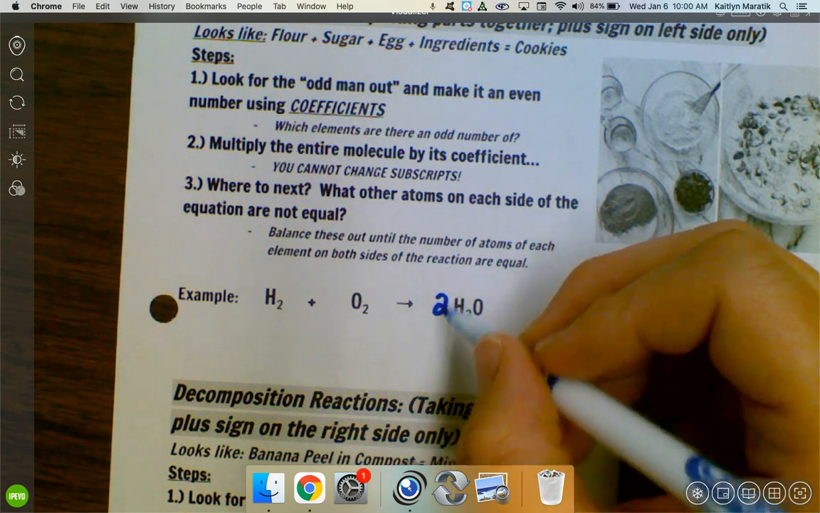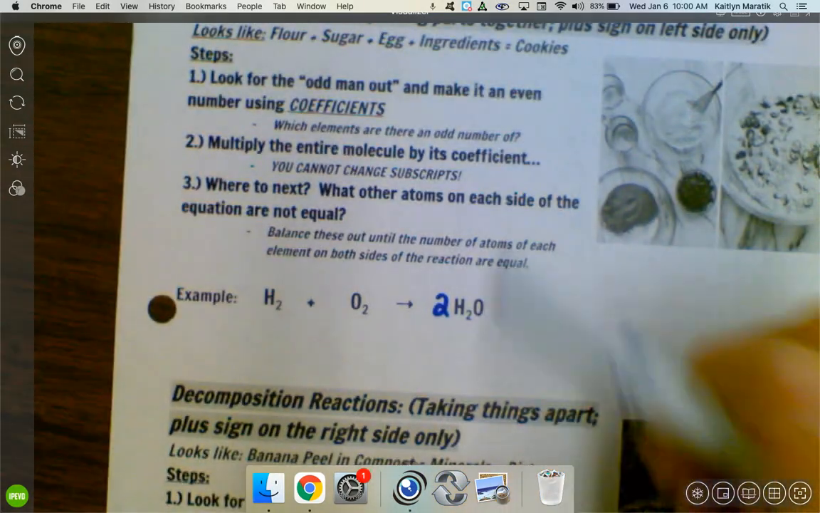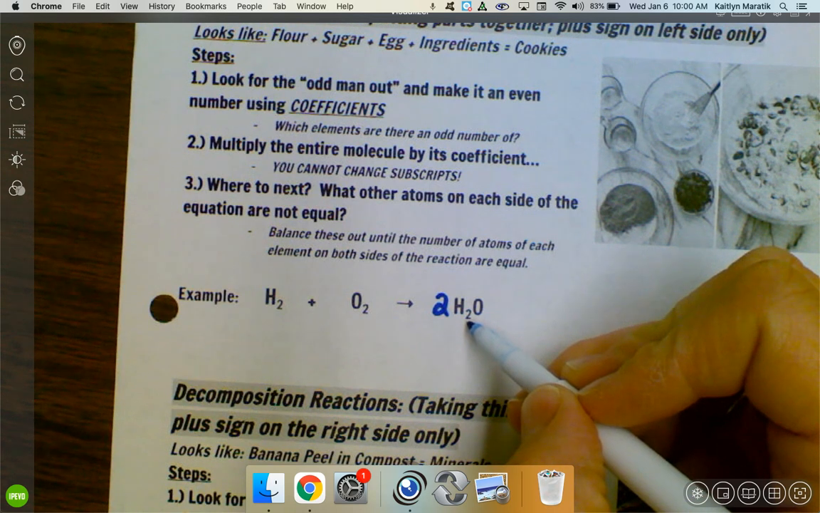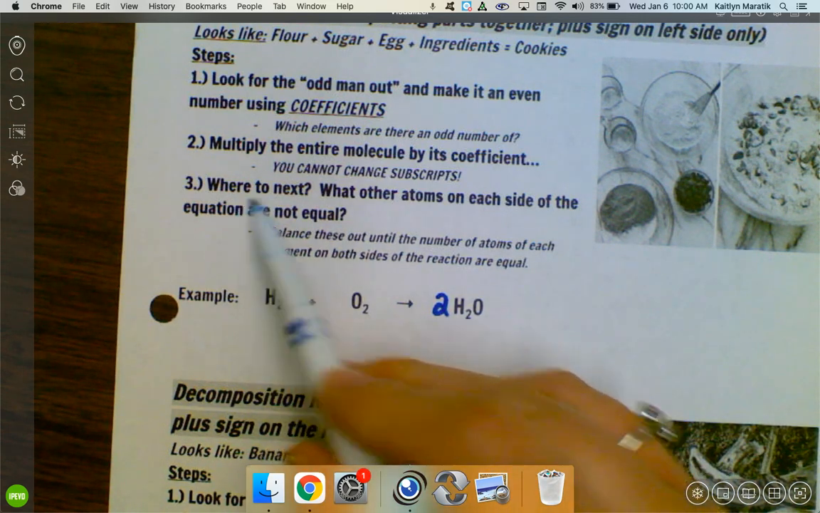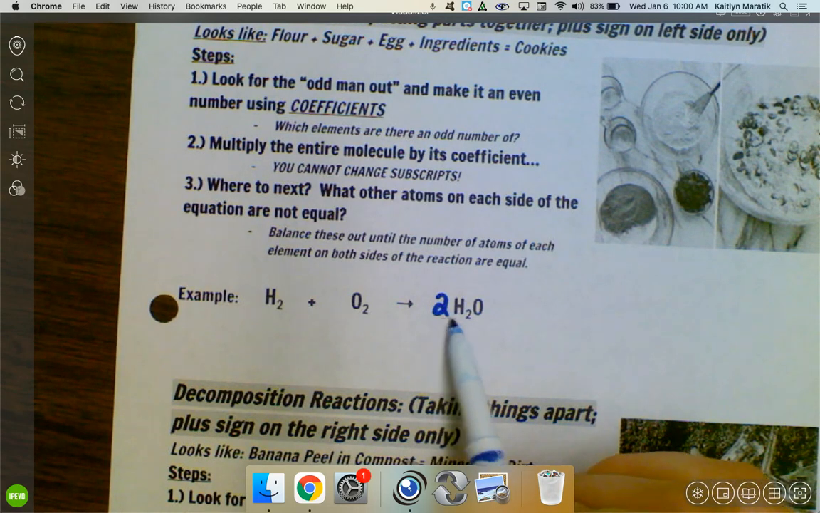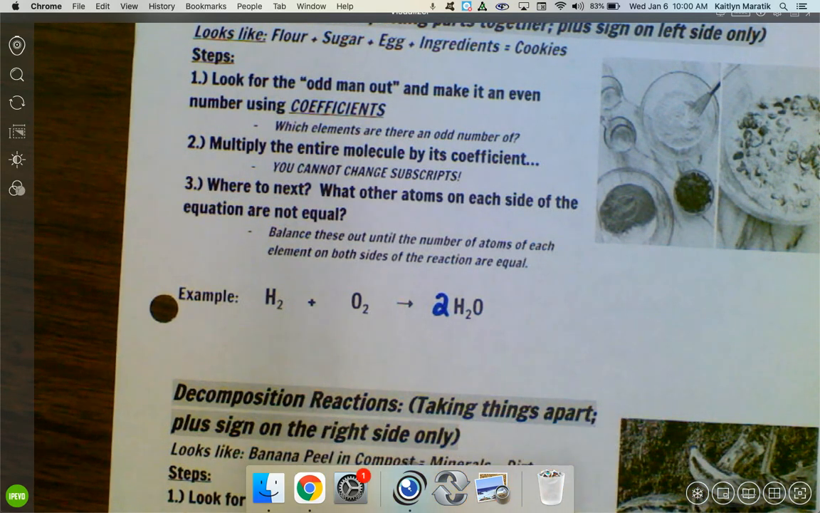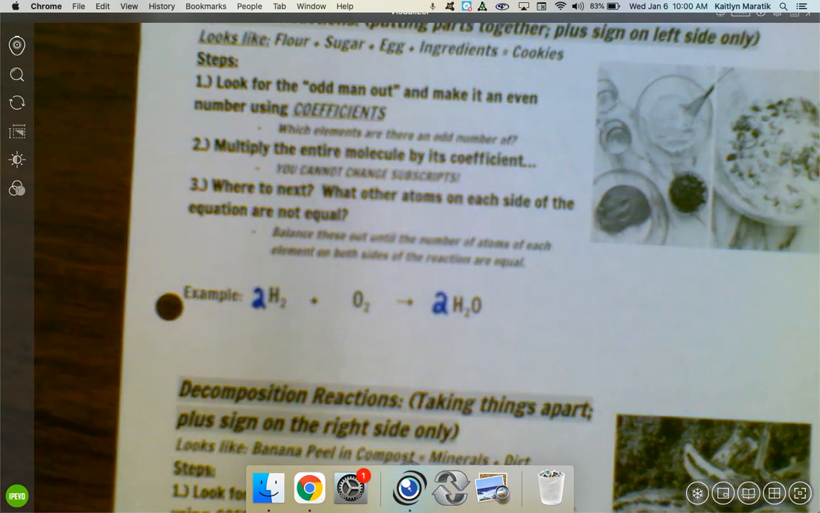That's how this works. So now I'm going to multiply the entire molecule by this coefficient. So 2 times 2 hydrogen, that means I have 4 hydrogen. 2 times 1 oxygen, I have 2 oxygen. If I look then, where to next? Are atoms on each side balanced? I have 4 hydrogen, 2 hydrogen. What number am I going to put there? If you said 2, you're correct.